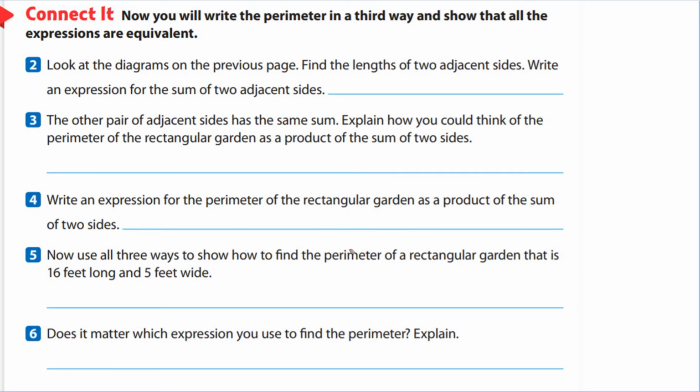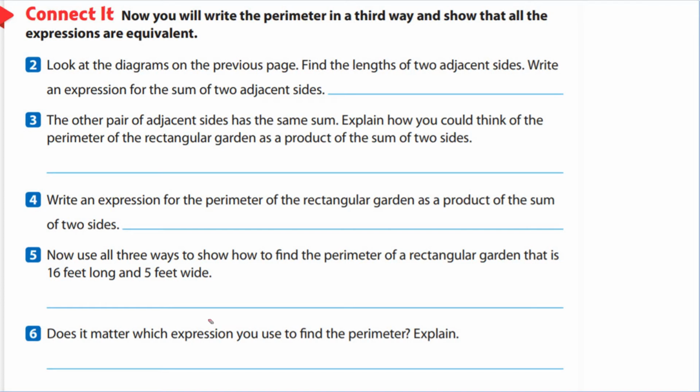Now let's connect it all. You will write the perimeter in a third way and show that all the expressions are equivalent. Look at the diagrams on the previous page. Find the length of the two adjacent sides. Write an expression for the sum of the two adjacent sides. Question 3. The other pair of adjacent sides has the same sum. Explain how you could think of the perimeter of the rectangular garden as a product of the sum of the two sides. If you're not sure what this says, understand what the words product and sum mean.